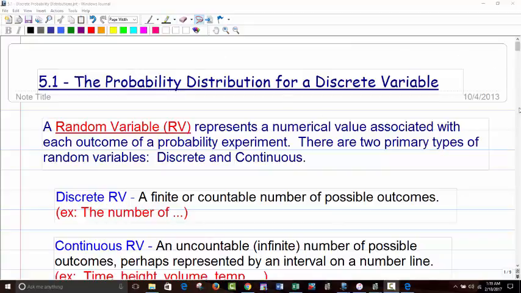Now, a discrete variable basically has a finite or countable number of possible outcomes, such as the number of something. So let's say like the number of hits in a baseball game. You start with 0, go from 1, 2, 3, 4. In other words, the variable cannot take on any values other than those specific values.